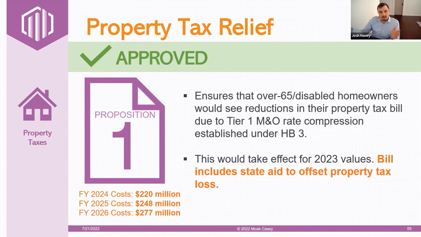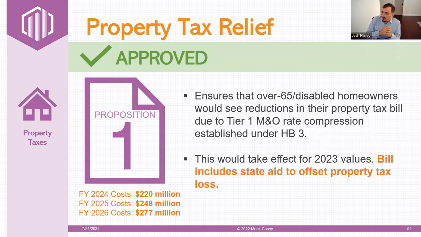My district sees tier 1 tax compression. Now my $1,000 frozen levy is going to be proportionately reduced down to $900 or $850, however much your district has seen tax compression. Okay, so this, long story short, ensures that those over 65 and disabled homeowners will see a reduction in their tax bill, and that reduction will be in line with the rate compression that your district has seen.